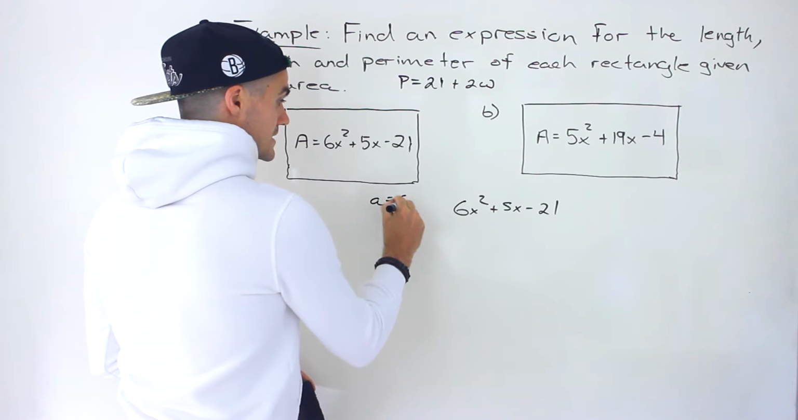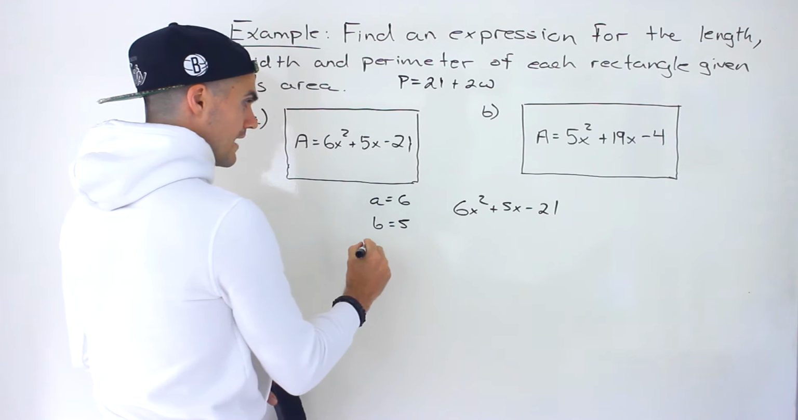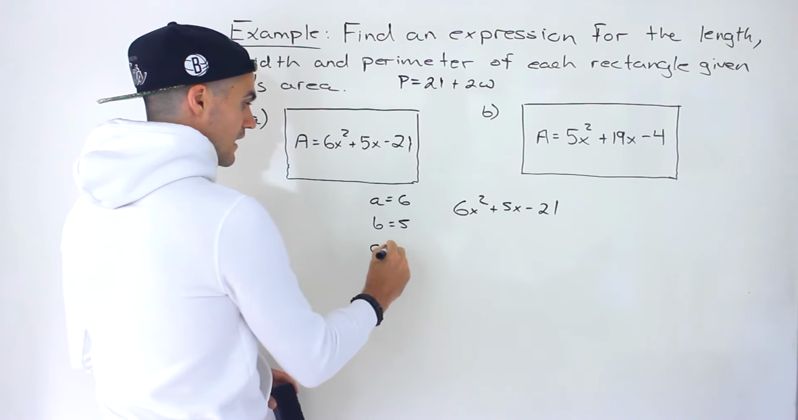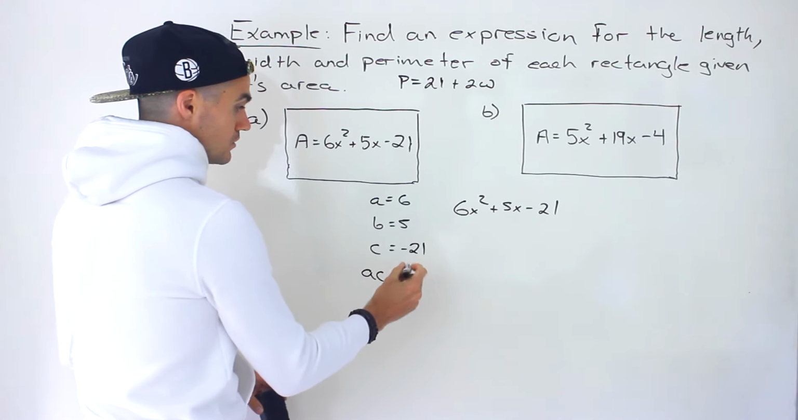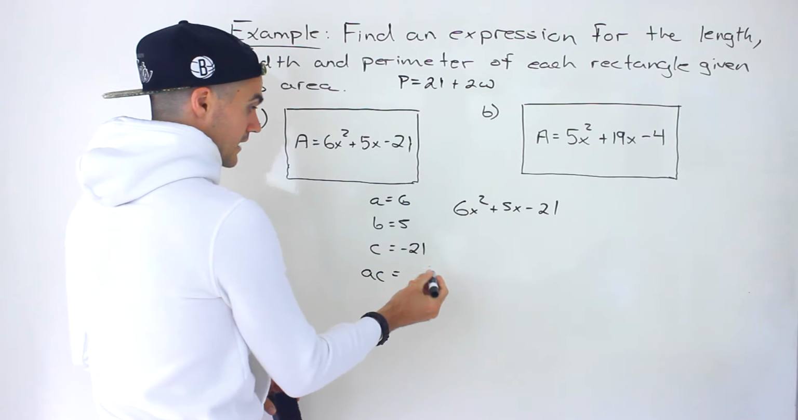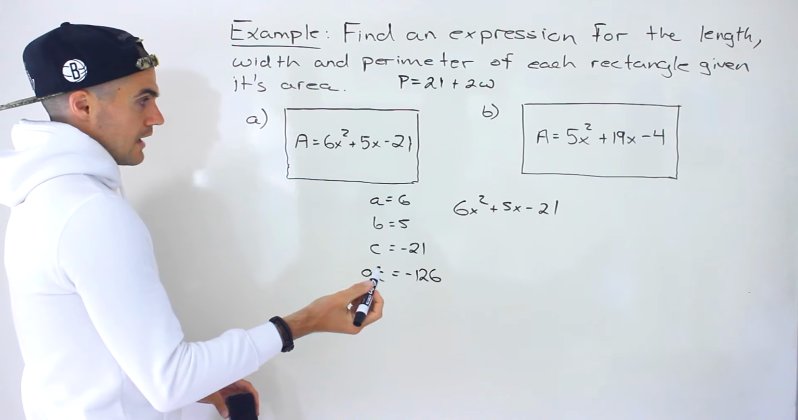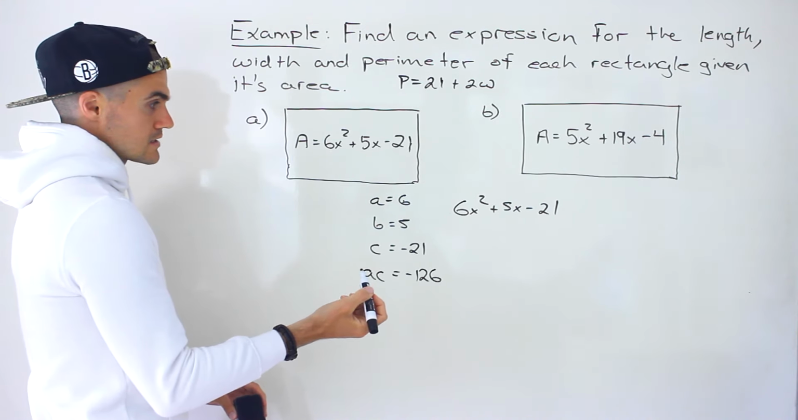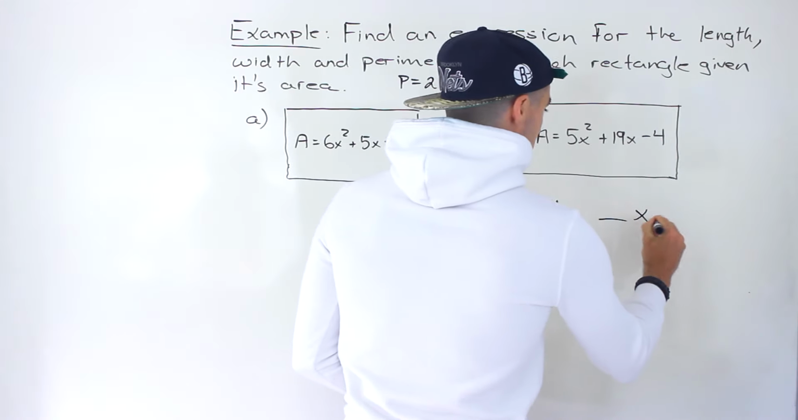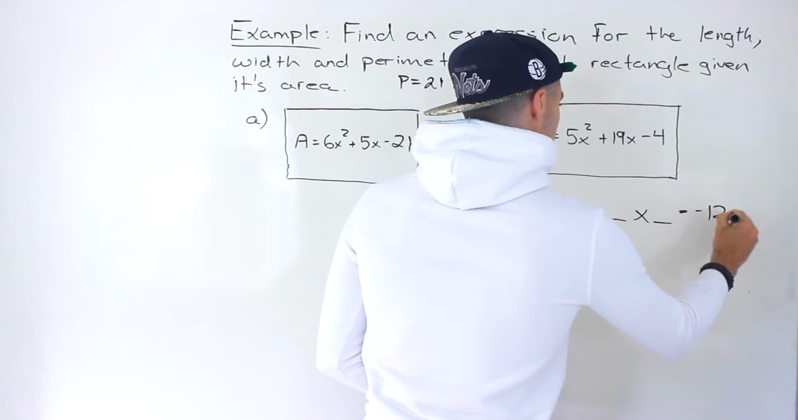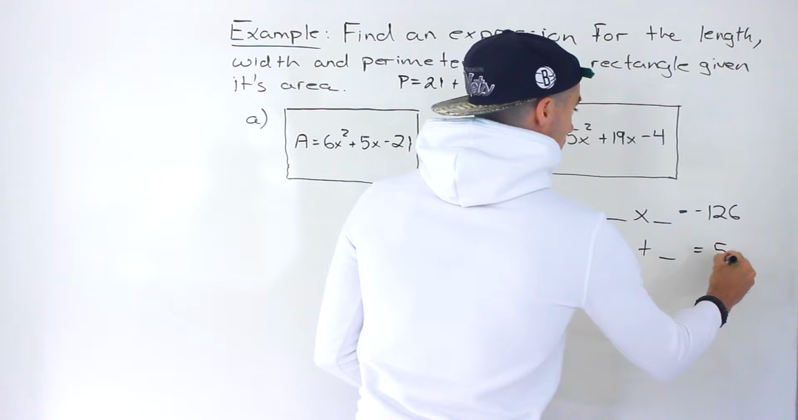A value is 6, the B value is 5, and then the C value is negative 21. Then what we've got to get is the AC value, which is going to be 6 times negative 21, which would give us negative 126, like that. And then what we do is we find two numbers that multiply to that negative 126 and then add up to that B value of 5.